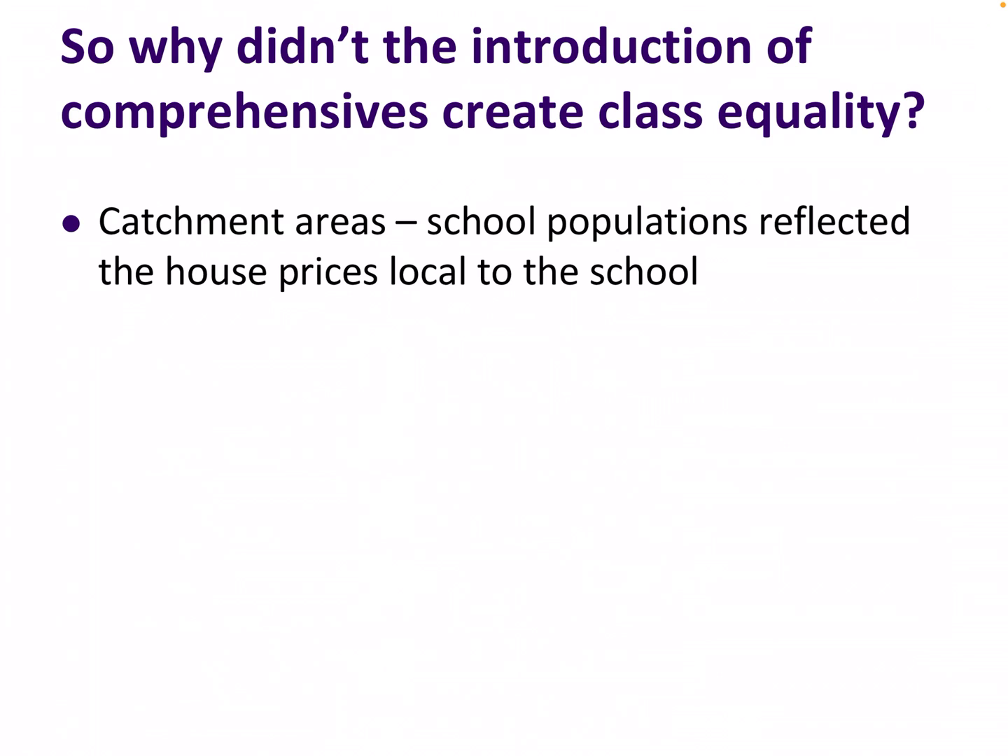School populations basically reflected the house prices local to the school. So if you had a school in a very well-off, salubrious area where house prices were relatively high, you're going to get students from a middle-class background. And the plus of that is that they come with middle-class parents with middle-class capital, both economic and cultural, that we know benefits their educational performance.